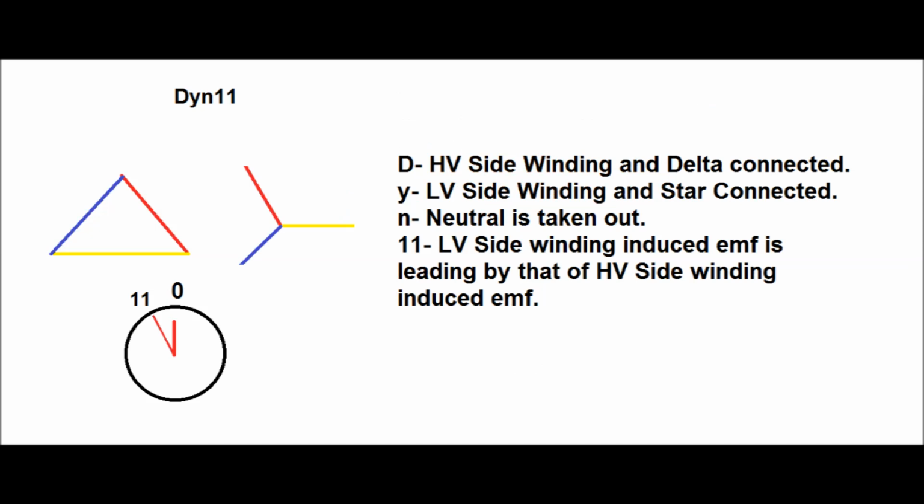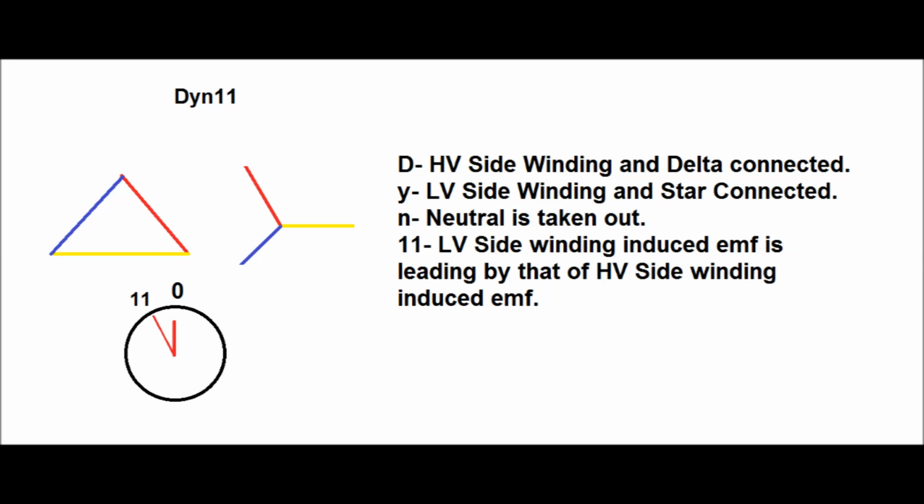Now what is meant by vector group Dyn11? Again, D in capital letter represents the HV side winding, which is delta connected, and small y represents the LV side winding, which is star connected. N represents the neutral of the star connected winding, which is taken out, and 11 represents the vector group. That is, the LV side winding induced EMF is leading the HV side winding induced EMF by 30 degrees.